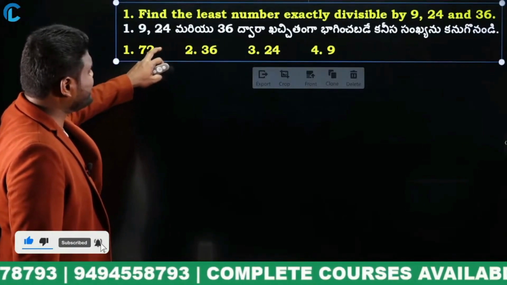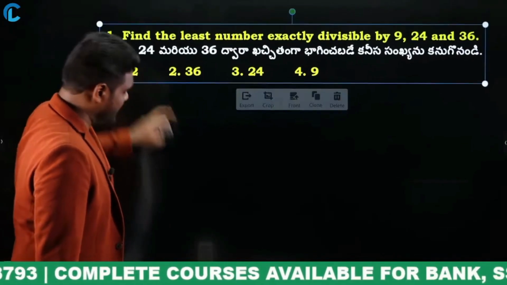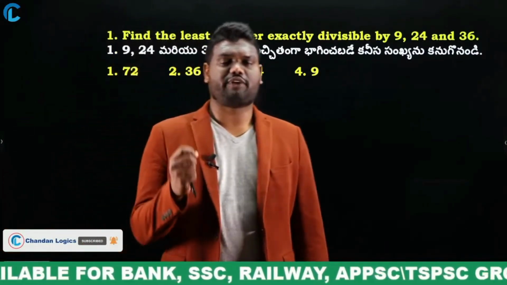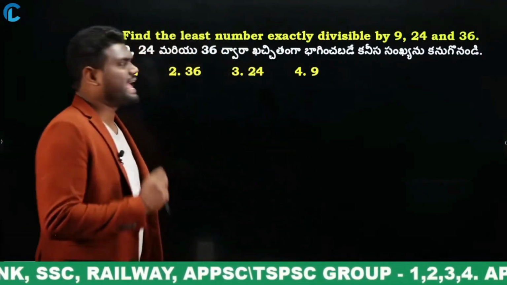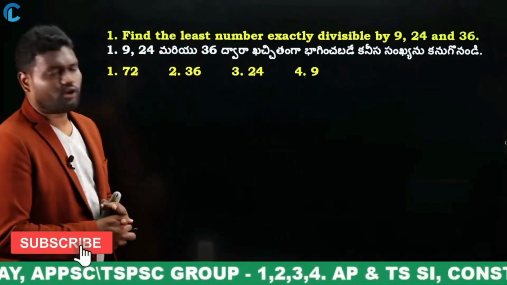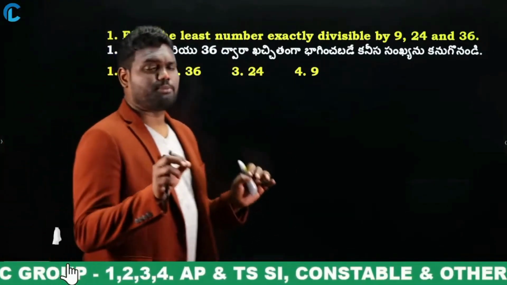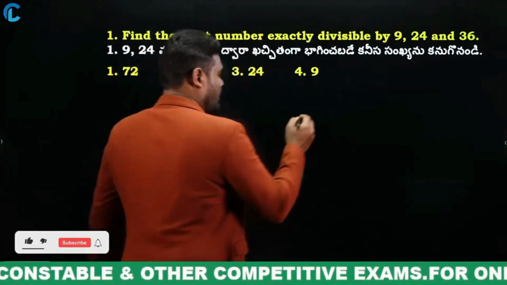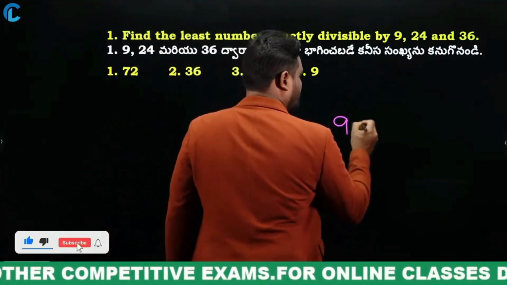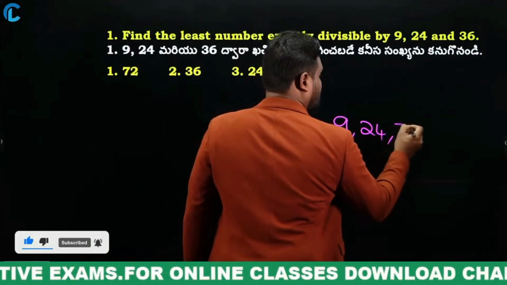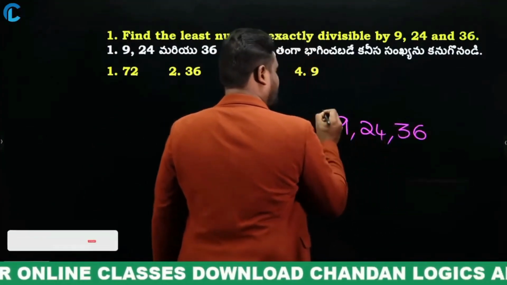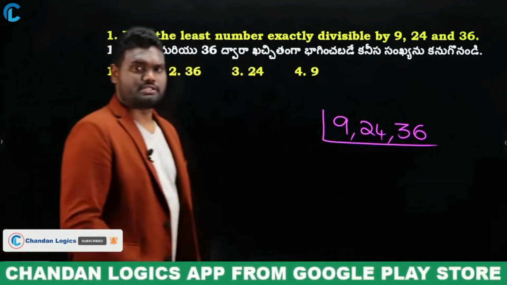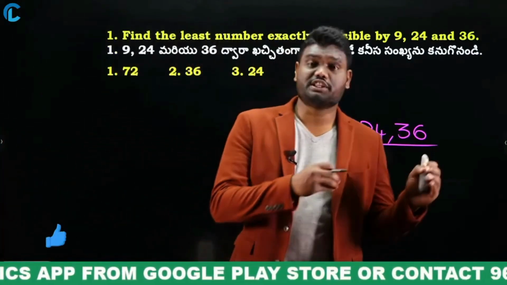First question, find the least number exactly divisible by 9, 24 and 36. So they're asking us to find the least number exactly divisible by 9, 24, 36, which is nothing but we are supposed to calculate LCM. So calculate LCM for 9, 24, 36. Generally, we all know how to calculate LCM for given numbers. Yes or no? Already we have learned this in childhood.